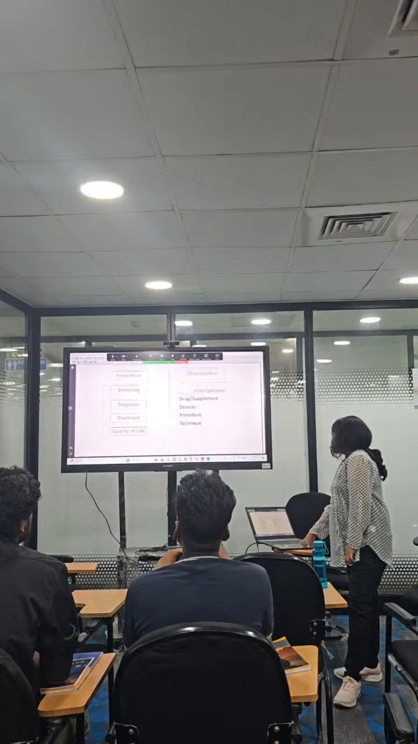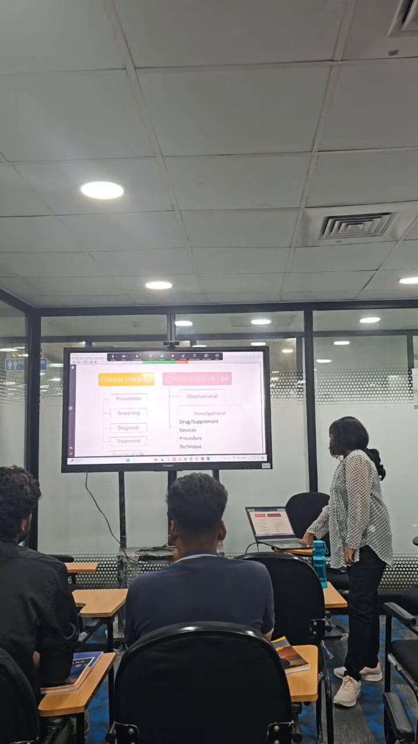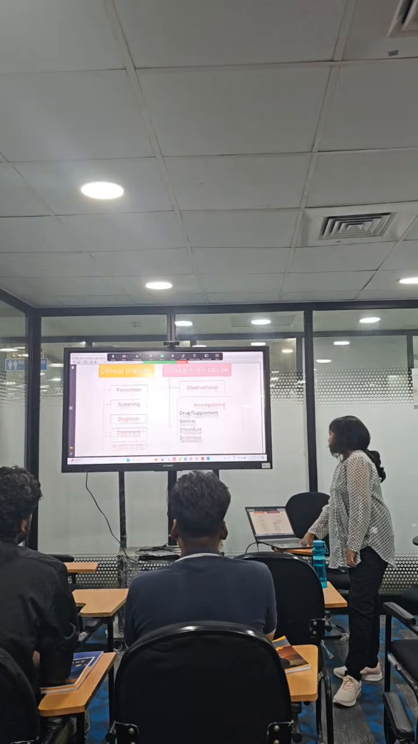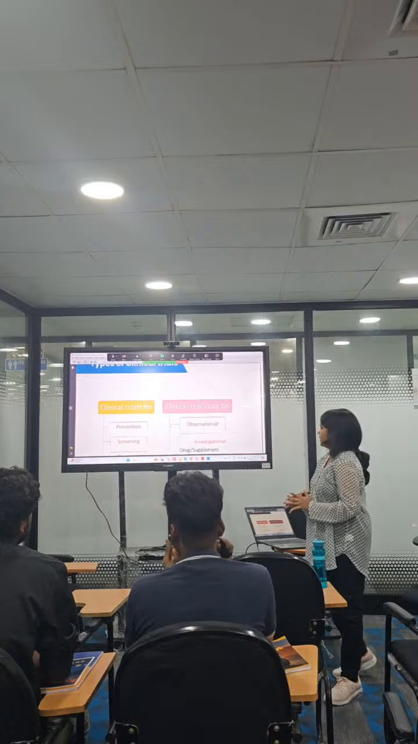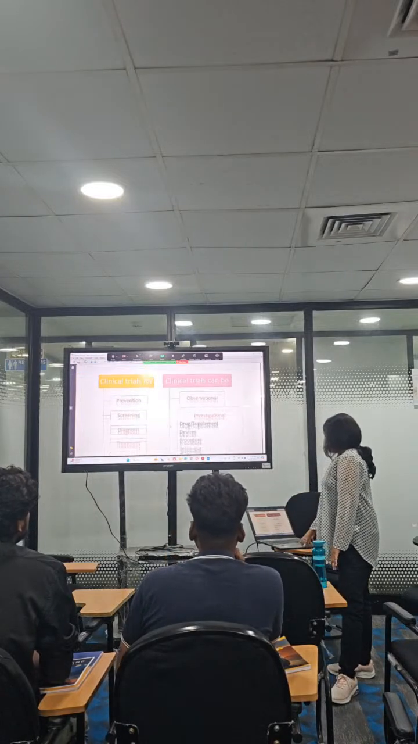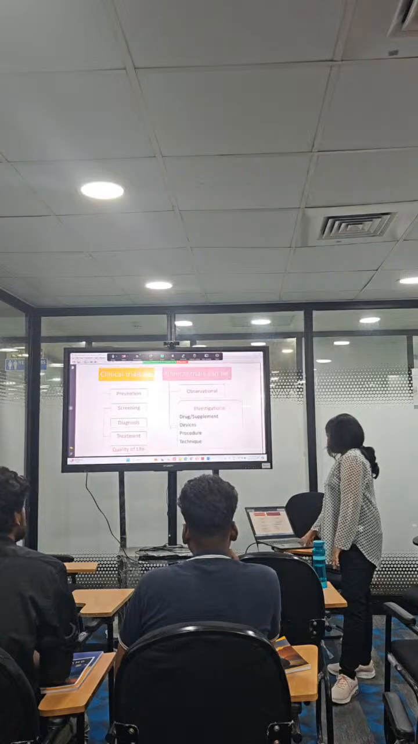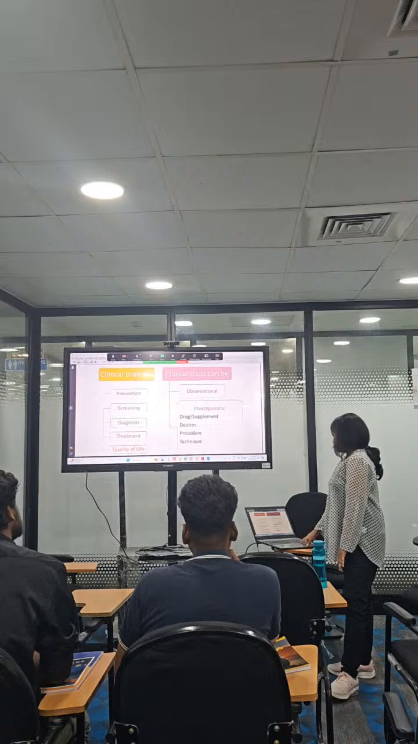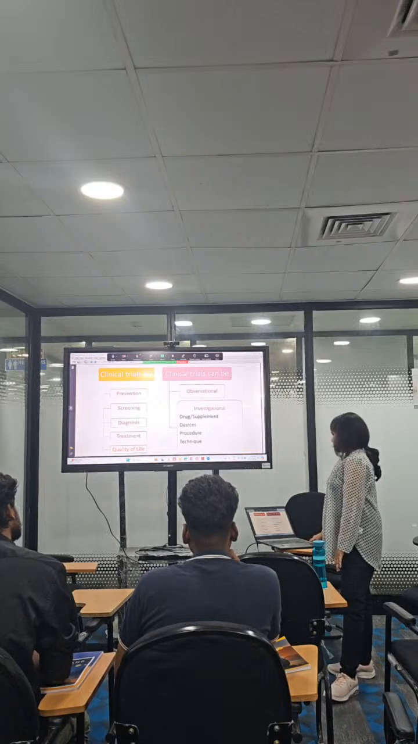And next we'll discuss the types of clinical trials. How are they categorized? Can anyone tell what the types of clinical trials are? On what basis do we categorize them?